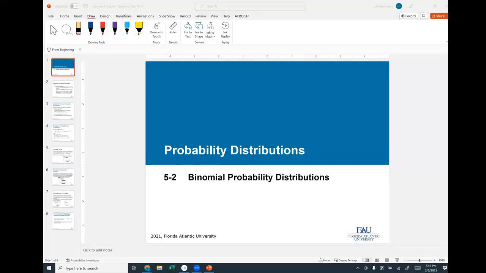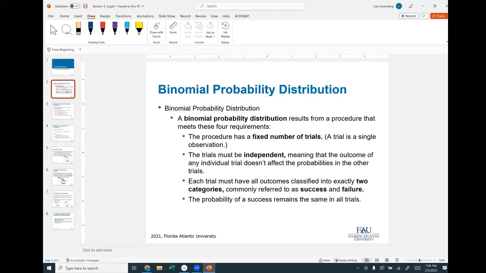All right, so this is going to be 5-2 binomial probability distributions. So let's see what we are going to learn today. A binomial probability distribution results from a procedure that meets these four requirements. So this is very important.